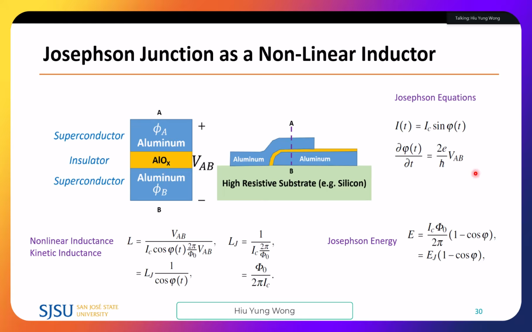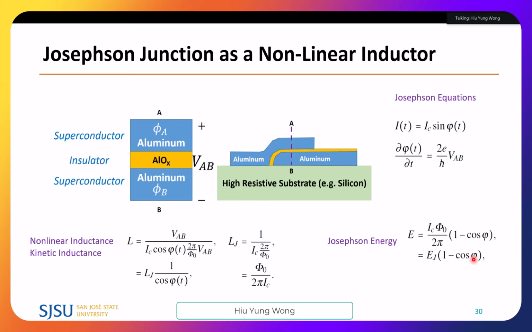Now, because of time, I won't go into details. But the main point is that its current will depend on the phase difference, and its voltage will depend on the rate of change of the phase, right? If you go through all these equations, you eventually find that it has inductance. And the inductance is nonlinear. That is the critical part. So a Josephson junction gives you a nonlinear inductance, because the inductance depends on the phase difference between them. They also have an associated energy, which also depends on phase, right?